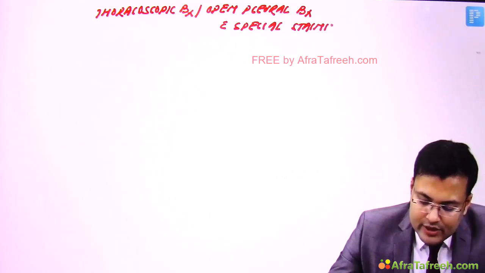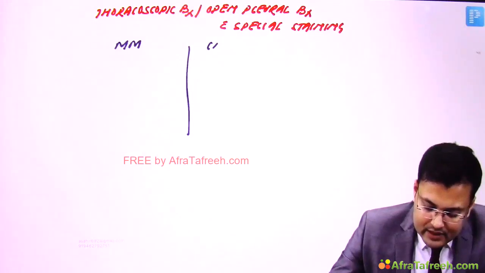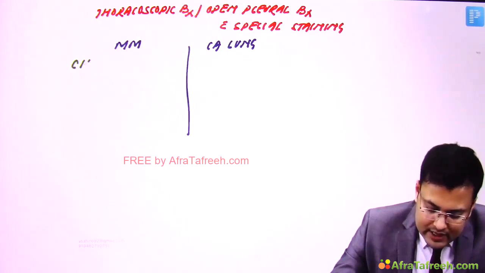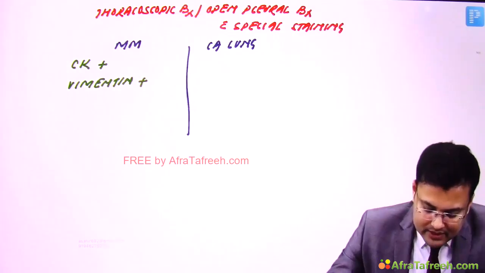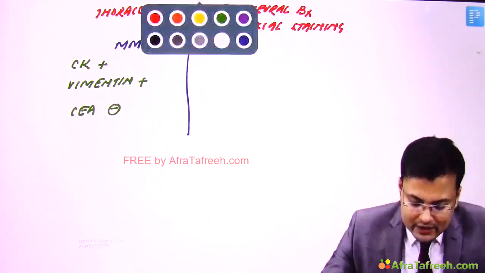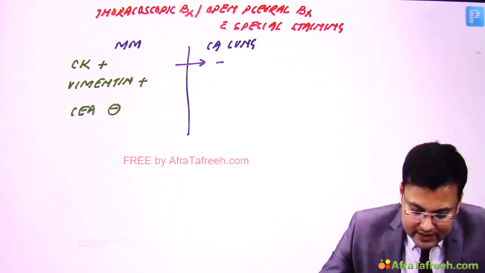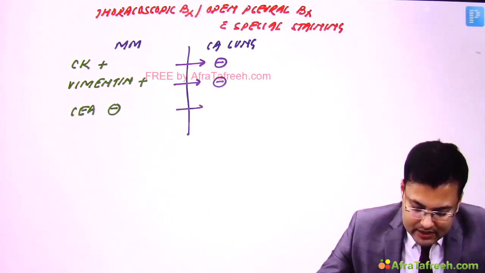Now see what are the markers here. In malignant mesothelioma, cytokeratin is positive, vimentin is positive, but CEA is negative. Whereas in carcinoma lung, cytokeratin is negative, vimentin is negative, but CEA is positive.